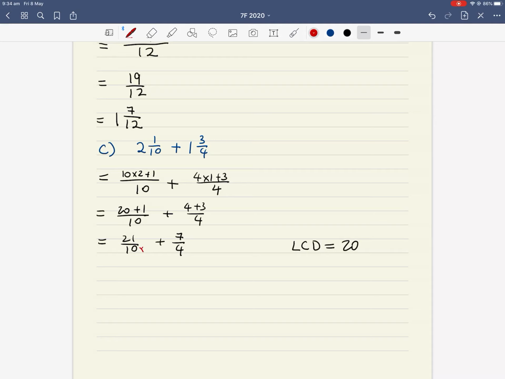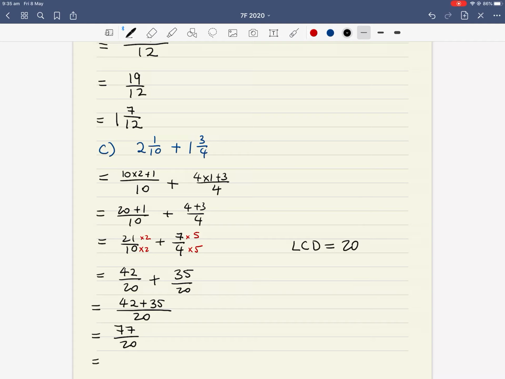So you're asking yourself, well, what do I need to do to turn my denominators into 20? For the first fraction, I need to times 2 top and bottom. So I get 42 over 20 plus, times 5 times 5, because 4 times 5 gives me 20. So that is 35 over 20. Now we have the same denominator, so we can add the numbers on top. Do not add the numbers on the bottom. The bottom stays the same. So 42 and 35 add to be 77 over 20.